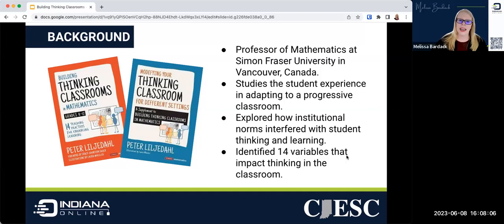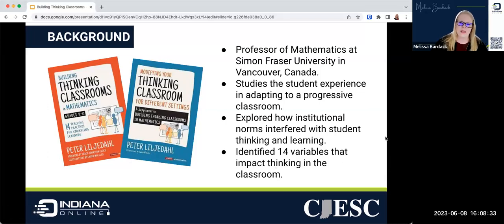So typically in a school that is following institutional norms, you may see a teacher give instruction. Students then listen and mimic the information that they have been given by their teacher when it is time to show performance or their own individual learning. Peter identifies 14 variables that impact thinking in a classroom.